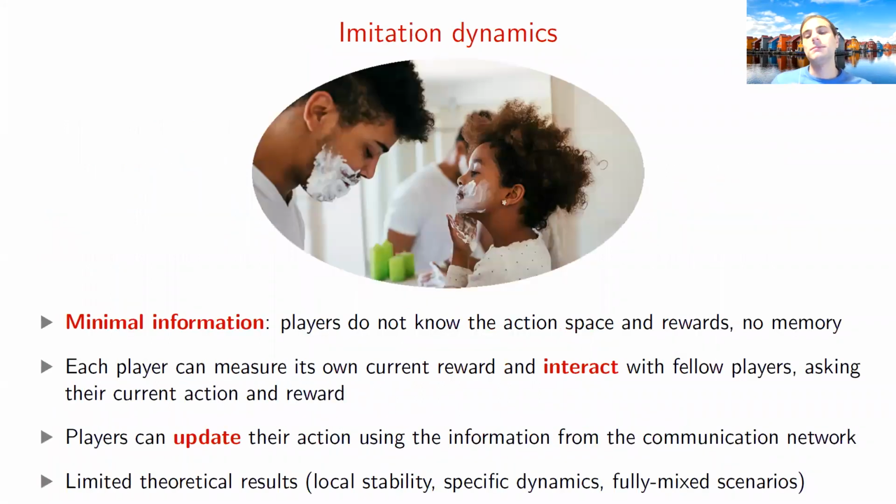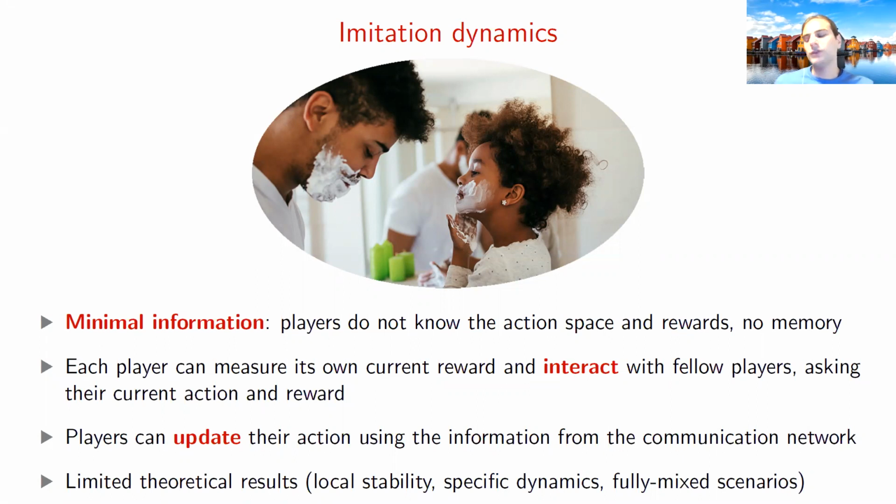For this reason, in our daily life, we often base our decisions on imitation. The reason for the success of imitation is that it typically relies on minimal information. In order to imitate, we don't need to know all the possible actions we can choose and their corresponding rewards, but we just need the possibility to interact with other people and compare our action and reward with the action and reward of the others. Through this comparison, we become aware of the other actions and their current reward, and we can possibly choose to update our action by imitating the one of the others.